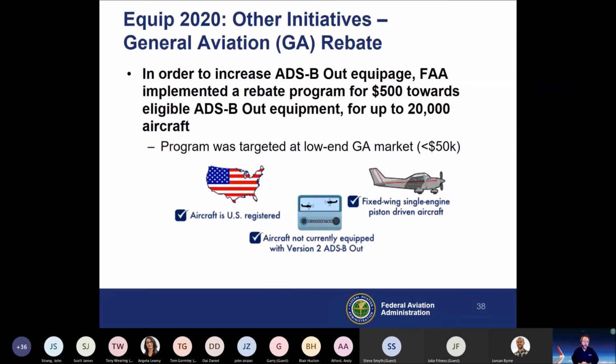So we implemented this rebate program that gave $500 towards eligible ADS-B Out equipment for up to 20,000 aircraft. It was targeted at the lower-end general aviation market. They had to be US registered, not currently equipped, and fixed wing, single engine, piston aircraft. So that was the target population.